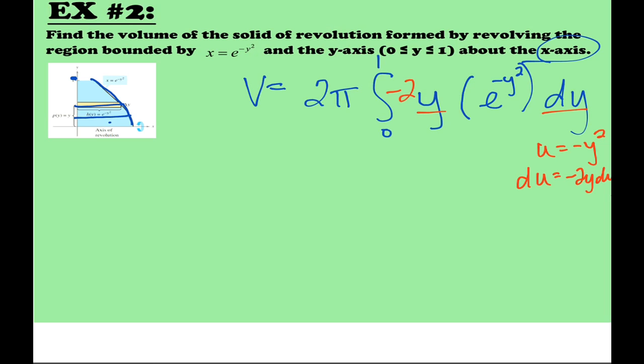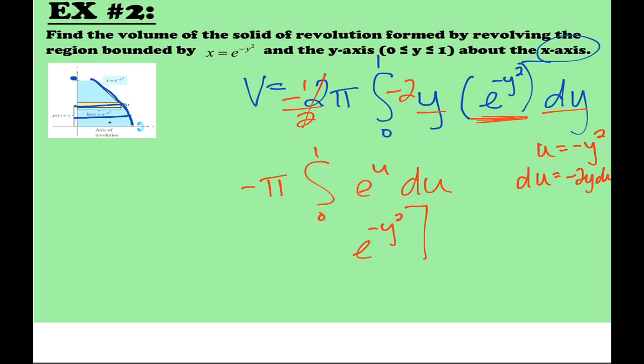If I put a negative 2 in there, then I have to balance it out with a negative 1/2 outside. Look at those 2's, those are going to cancel, right? Okay, so I have a negative pi from 0 to 1 of e to the u du. What is the integral of e to the u? Isn't it just e to the u again? But what was u? Negative y squared? Okay, from 0 to 1, don't forget about your negative pi in the front.